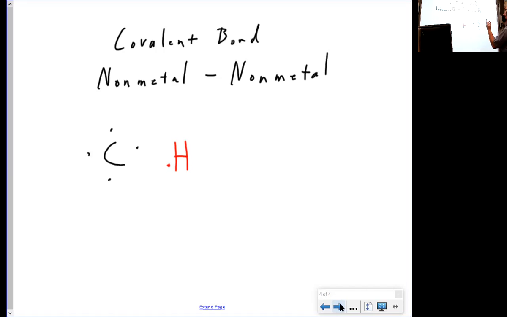And so what hydrogen does to get happy is it just wiggles over close to carbon and shares its 1 electron with carbon, and carbon shares an electron with hydrogen. Now hydrogen has 2. Hydrogen's happy, carbon is on the way to being happy because carbon now has 5. So what can carbon do? Get 3 more hydrogen.